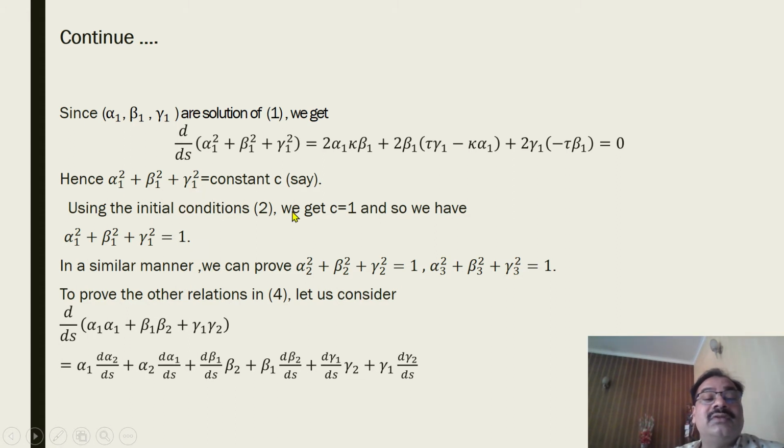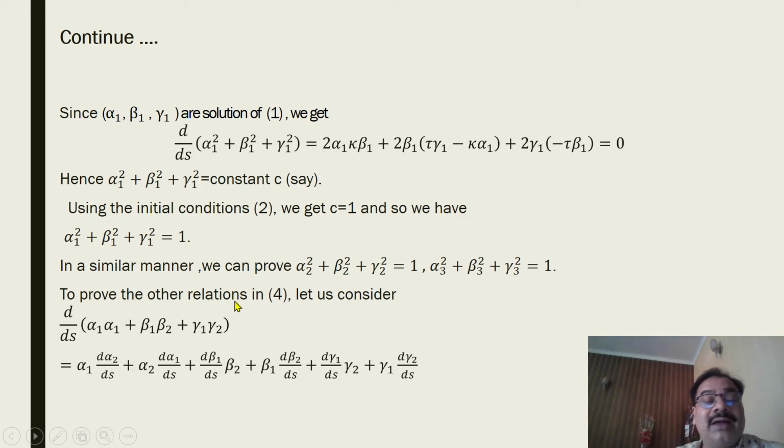Using the initial condition 2, we get c is equal to 1, and so we have alpha 1 square plus beta 1 square plus gamma 1 square is equal to 1. In a similar manner, we can prove that alpha 2 square plus beta 2 square plus gamma 2 square is 1, and alpha 3 square plus beta 3 square plus gamma 3 square is 1.